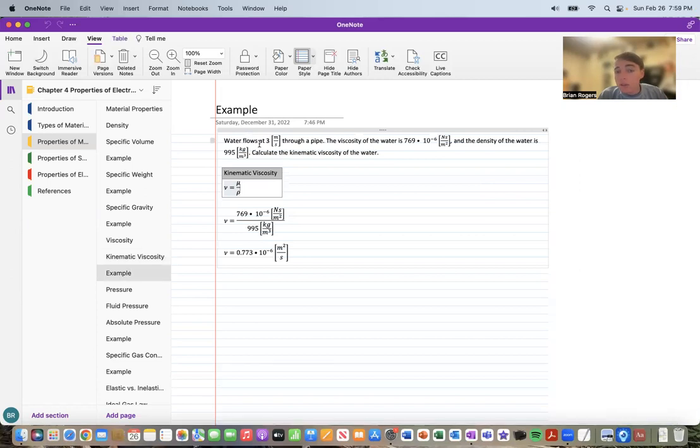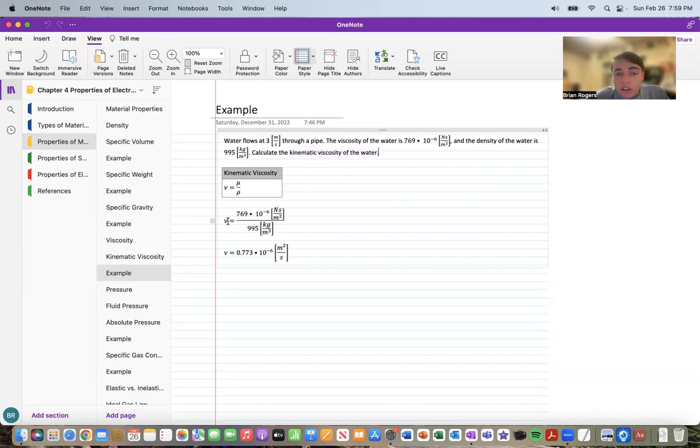Okay, so water flows at 3 meters per second through a pipe. The viscosity of water is 769 micro newtons times seconds over meter squared, and the density of water is 995 kilograms per meter cubed. Calculate the kinematic viscosity of water.